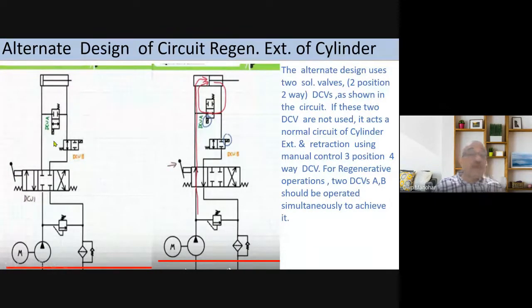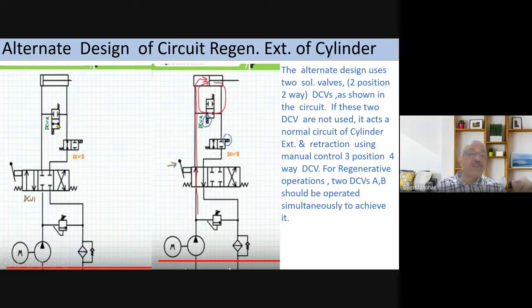What will happen? Shift the direction control valve A through actuation of the solenoid, and it will occupy this position. The fluid flow from this side gets blocked on the delivery side, and that flow, because of the shift of the direction controller, will go back to the cap end, and it is acting as a regenerative method. So the alternative design is given by actuation of the two direction control valves. Two direction controllers have to be simultaneously actuated, A and B.